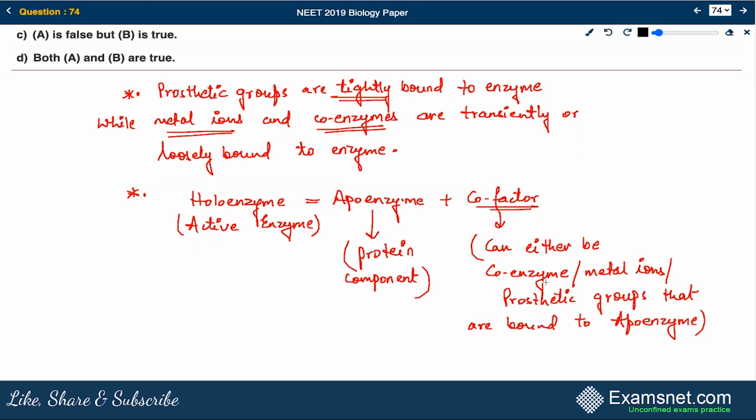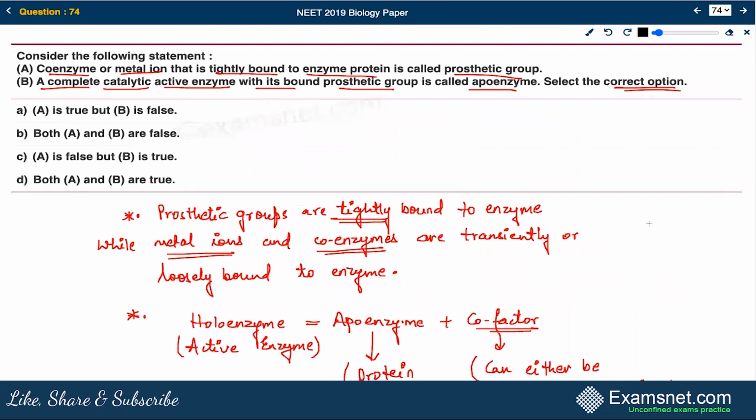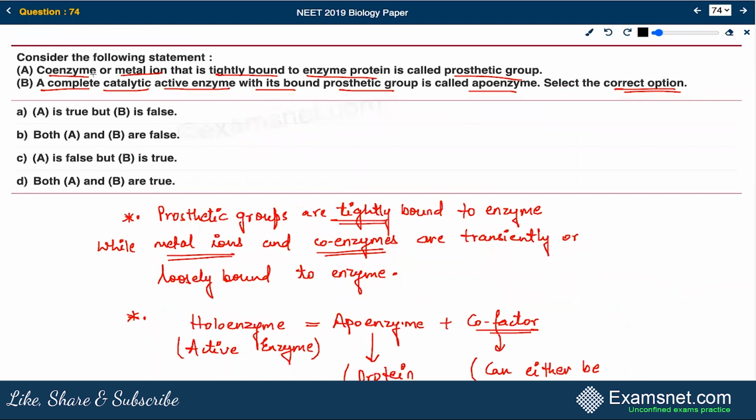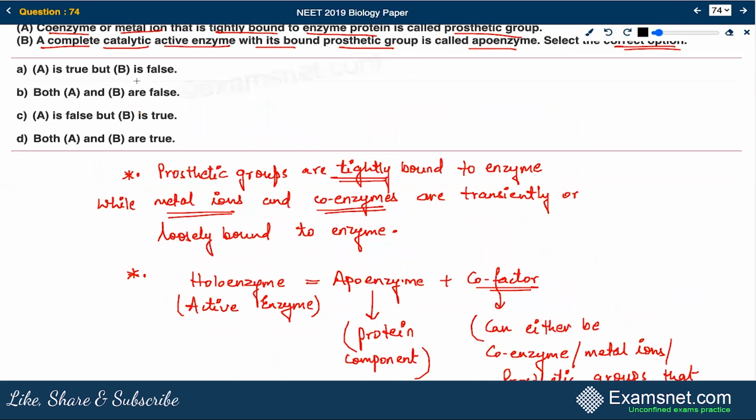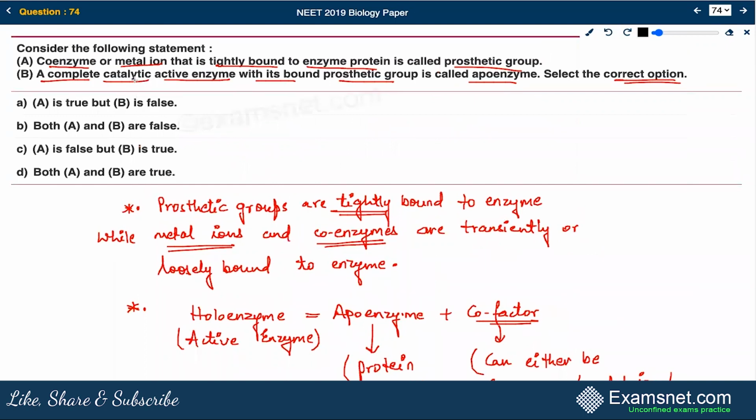Now let us see which statement is correct and which is false. Here it is saying that coenzyme or metal ion that is tightly bound to the enzyme protein is called a prosthetic group. This statement is false, because metal ions and coenzymes are not tightly bound, they are transiently or loosely bound to the enzyme. So that's why this statement is false.